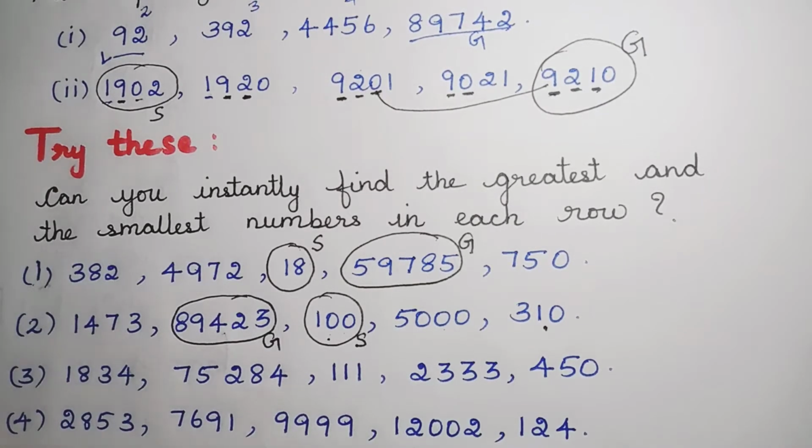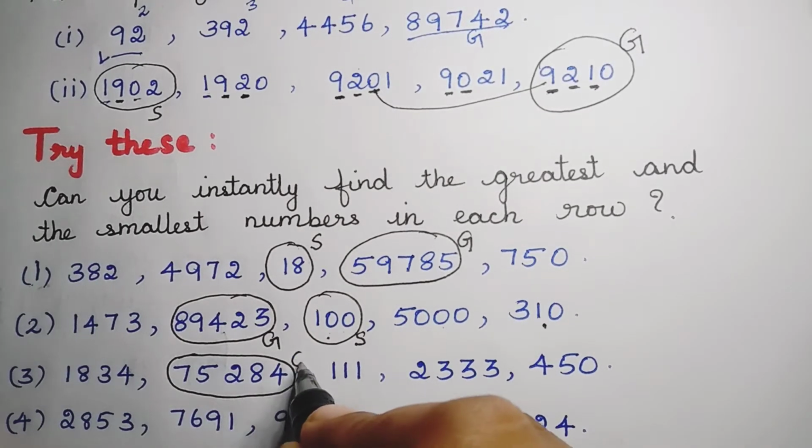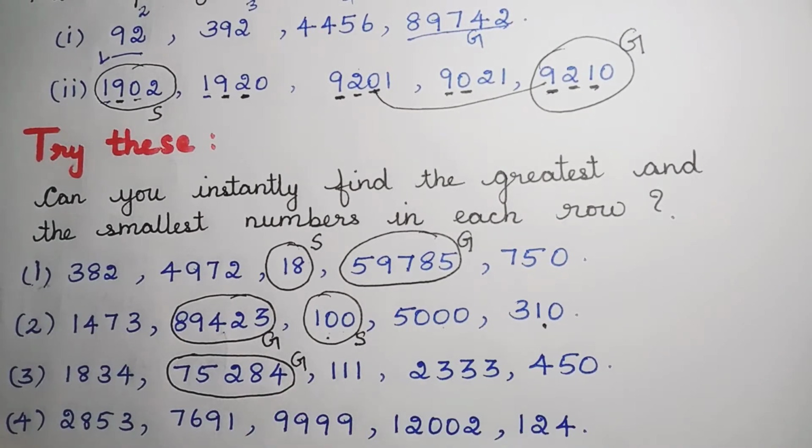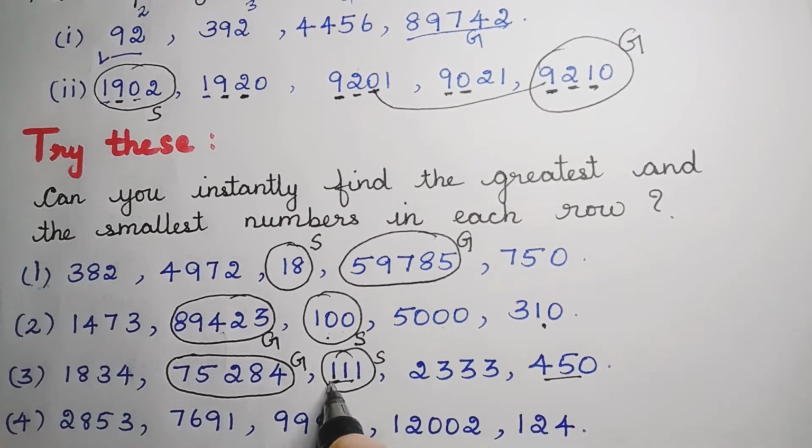Moving to the third question. Here we have 4-digit, 5-digit, 3-digit, 4-digit and 3-digit numbers. Which is the greatest number here? We have a 5-digit number, which is the greatest number. What is the smallest number here? We have two 3-digit numbers here. Compare these two and find out which is the smallest. We have 1 here, so this is the smallest number. Compare the first digits of these two numbers. Fine, so move on to the fourth question.